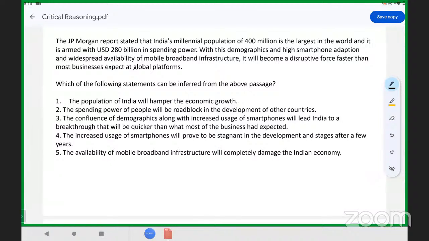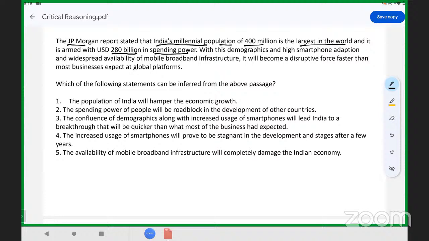Okay, so the statement is: the JP Morgan report stated that India's millennial population is 400 million, which is the largest in the world, and it is armed with $280 billion in spending power. So the first statement is about India's millennial population, 400 million, which is the largest in the world, and it is a report by JP Morgan. And it is armed with $280 billion in spending power, which means it has the capacity of spending money of around $280 billion.